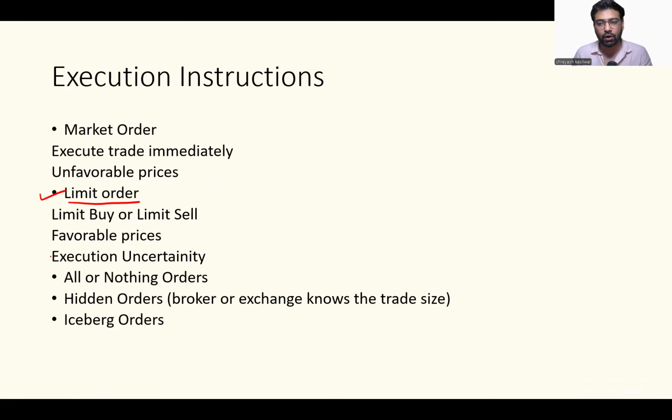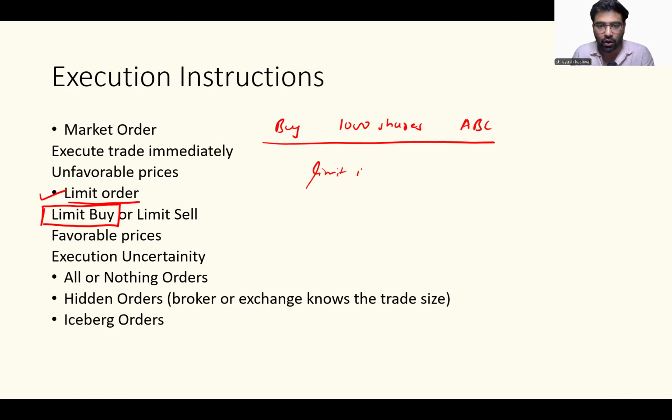Sir, what do you mean by limit order? First, let us take an example of a limit buy order. Let's say, for example, I want to buy 1,000 shares of a particular stock. Let's call that stock ABC. If I place a limit buy order of rupees 100, that means that the maximum that I'm willing to pay for buying one share of the stock is rupees 100. That means my buying price is limited to rupees 100.